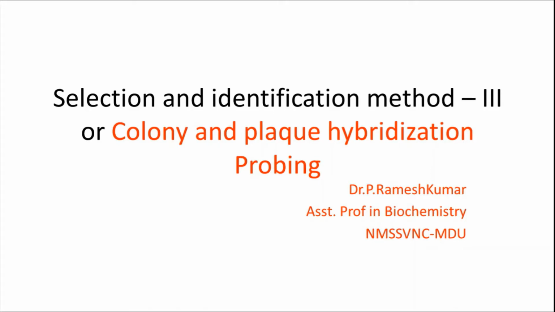Selection of identification of recombinants by colony and plaque hybridization probing method. This is an extension form of the method. Simply, we are calling it the DNA hybridization method. This is the third kind of method. Moreover, it is very useful and more effective compared to other methods.